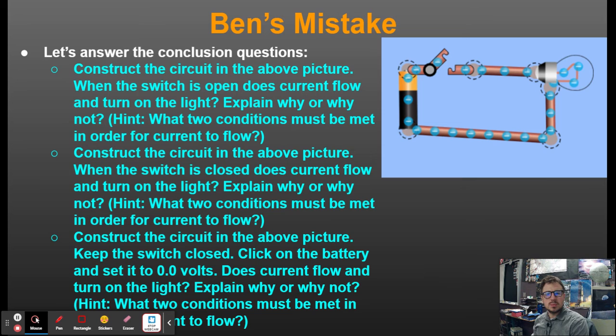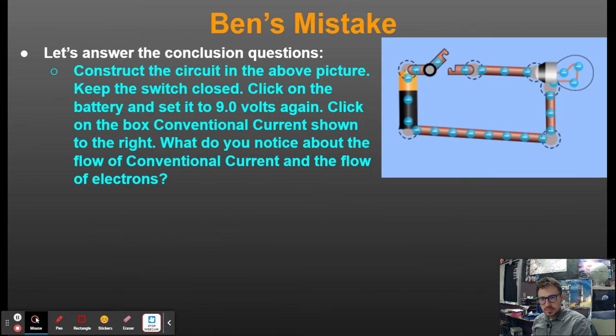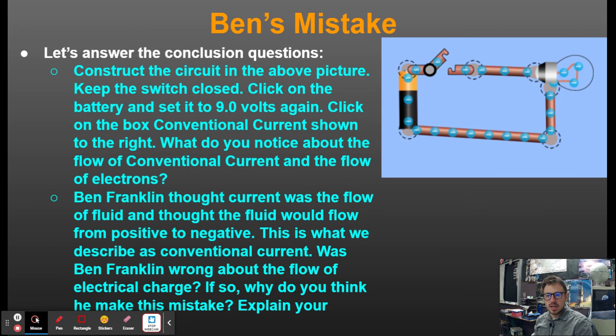Then the last one is bringing the battery down to 0 with the switch closed, and nothing flows because there's not a difference in electrical potential. That is the condition that was not met. The last one says click on the box of conventional current. You can't really see it on this one, but if you did the simulation, you'd see that the conventional current is going in the opposite direction of the flow of electrons.